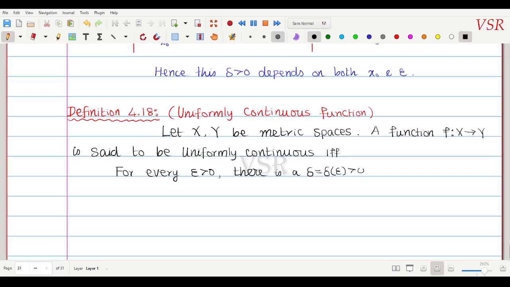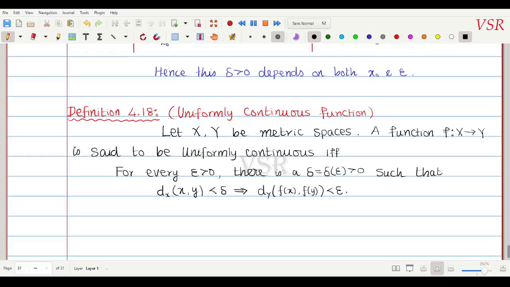In the previous theorem what did I say? Delta depends upon your x naught comma epsilon. Here there is no x naught. For any epsilon given, we can find a delta positive which depends only on your epsilon such that whenever the distance between x and y, which is less than delta, this must imply that the distance between f of x comma f of y must be less than epsilon.